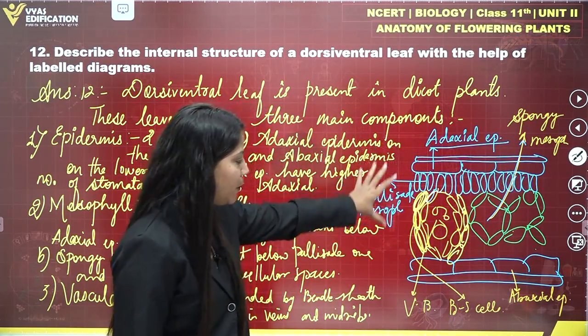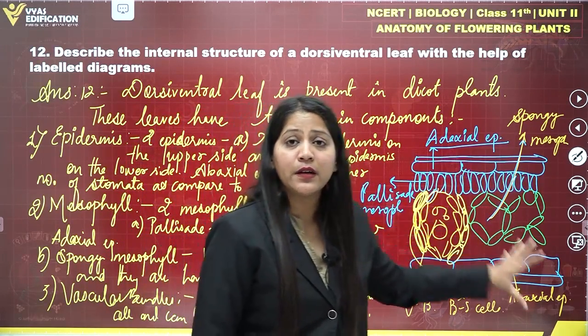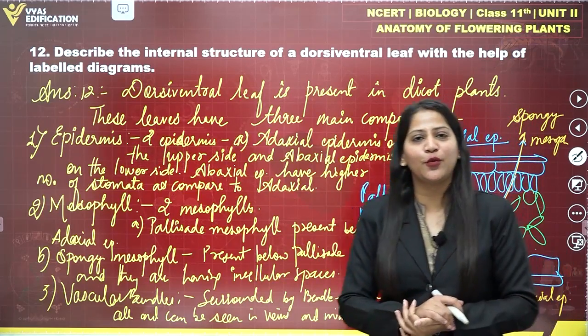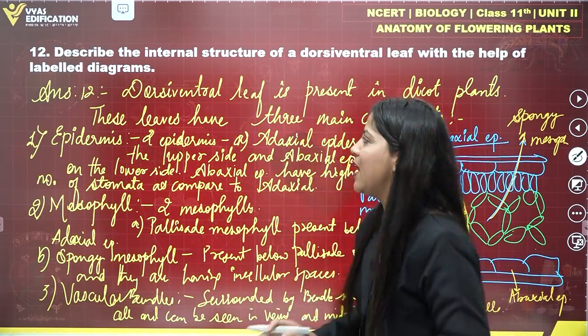So with this we have completed the diagram of the internal structure of the dorsiventral leaf, and we have completed the solution of question number 12. With this we have completed the whole chapter of this NCERT discussion, that is anatomy of flowering plants. So this is all for today.